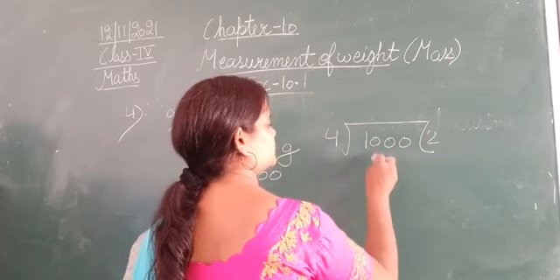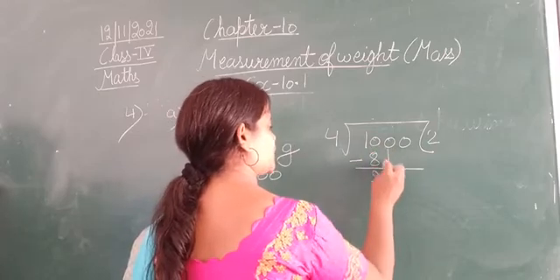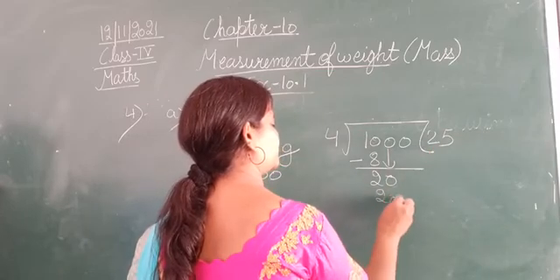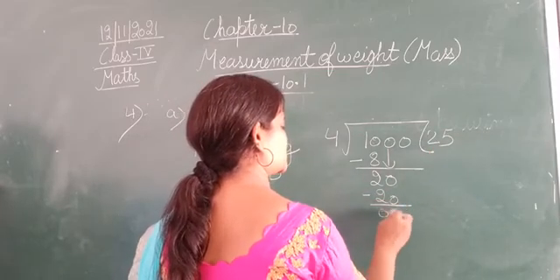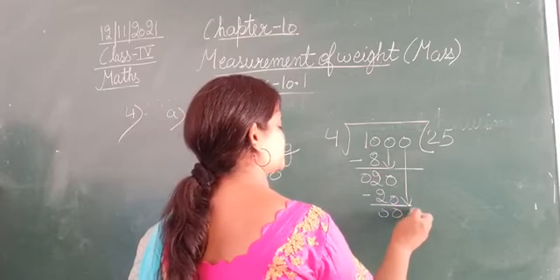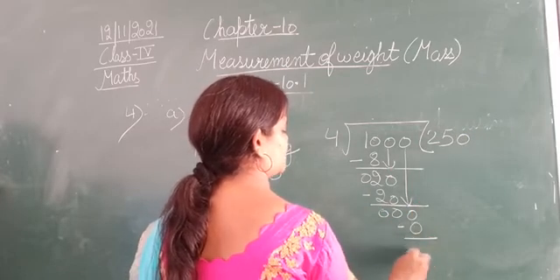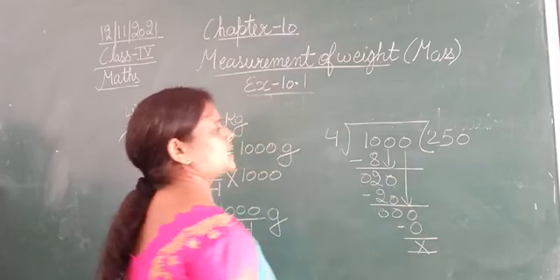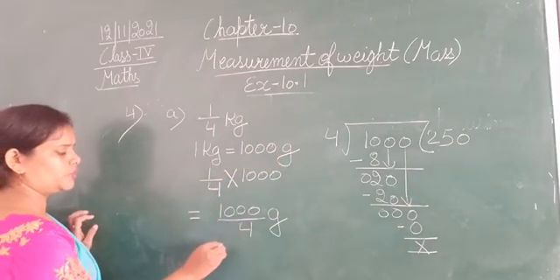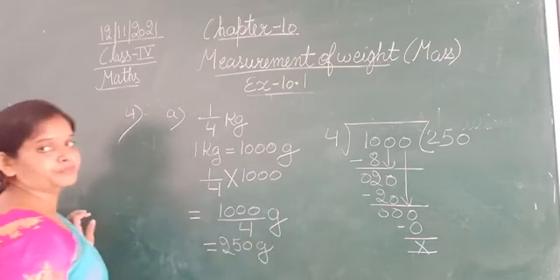4 2s are 8. 10 minus 8, 2. Bring down the next 0. 4 5s are 20. 20 minus 20 is 0. Now bring down the next 0. 4 zeros are 0. 0 minus 0. So what is the answer? That is 250. After dividing 1000 by 4, you will get 250, and that is in grams.